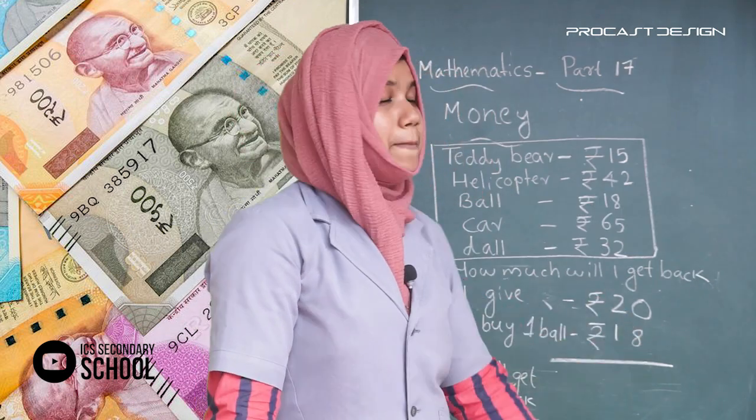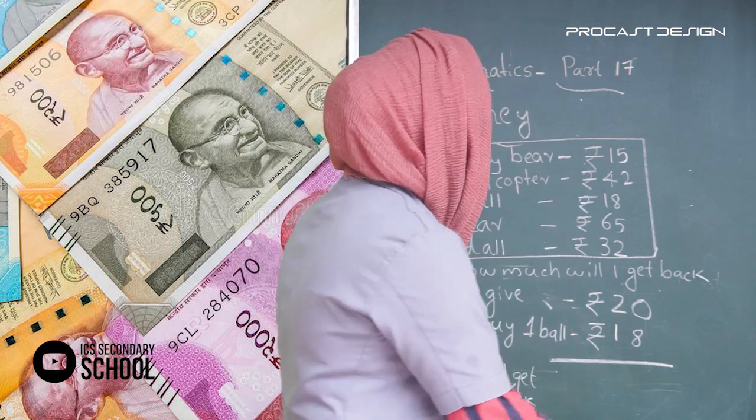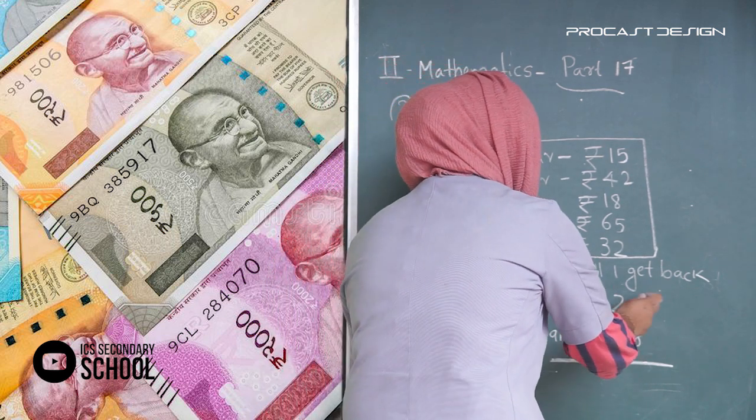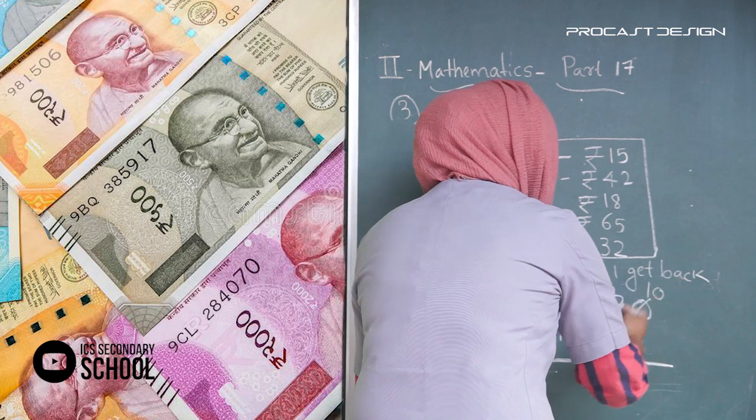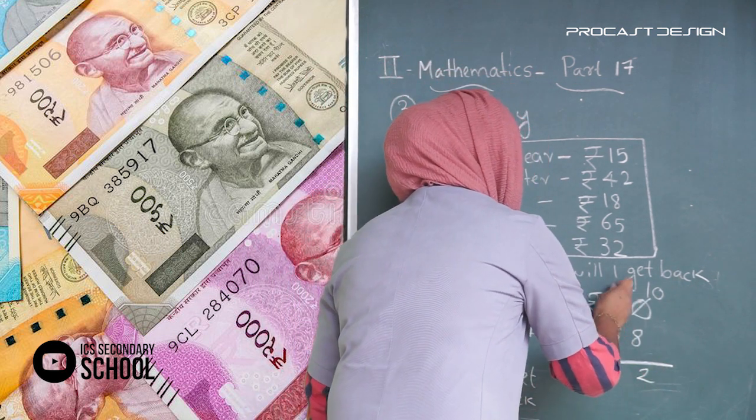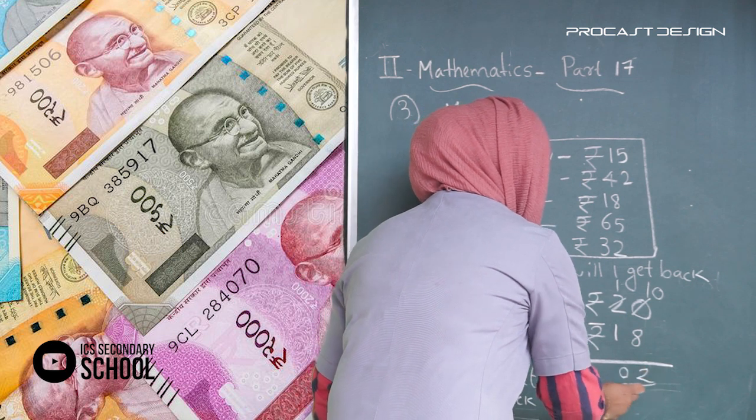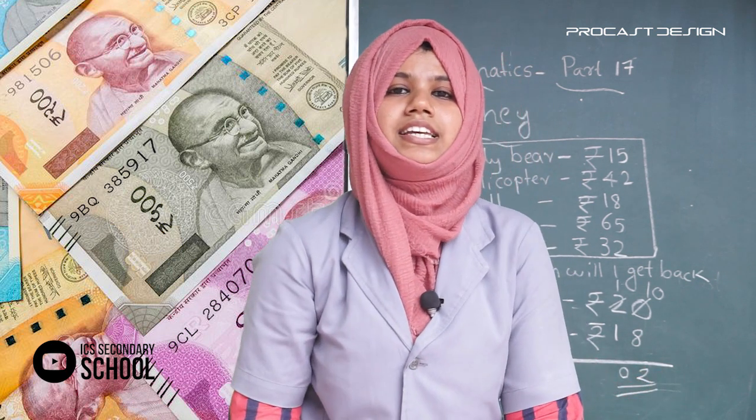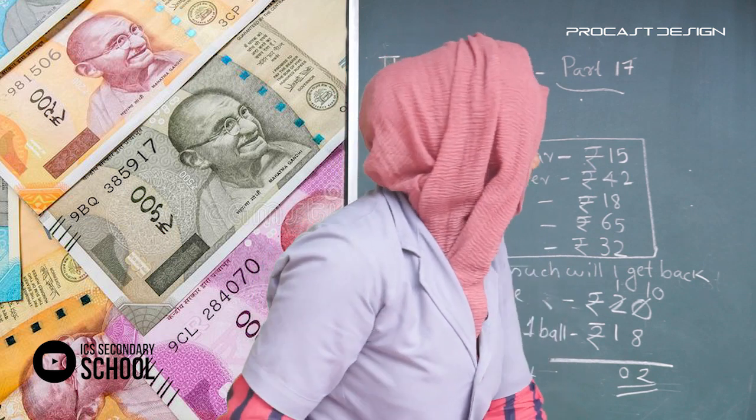So 20 minus 18. We cannot subtract 8 from 0, so we borrow 1 from here, so it becomes 10. 10 minus 8 is 2. Here 1 becomes 1. So the answer is 2. Okay, so the answer is 2.